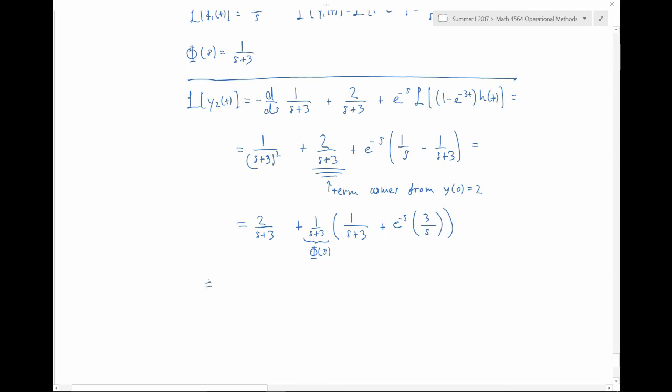Therefore, the Laplace transform of the forcing term must be 1 over s plus 3 plus e to the minus s times 3 over s, which means that the second forcing term must be e to the minus 3t plus 3 h of t minus 1.